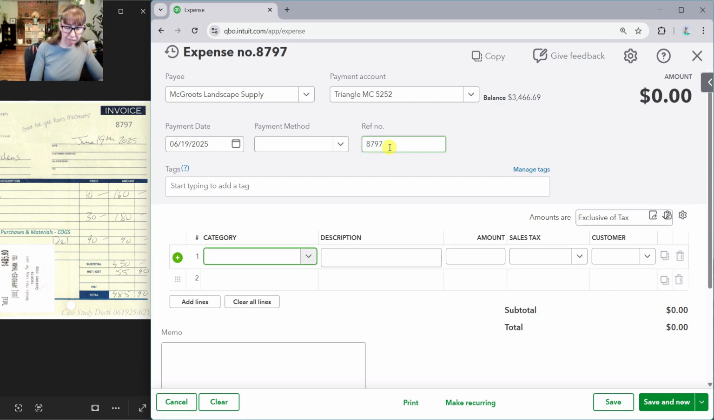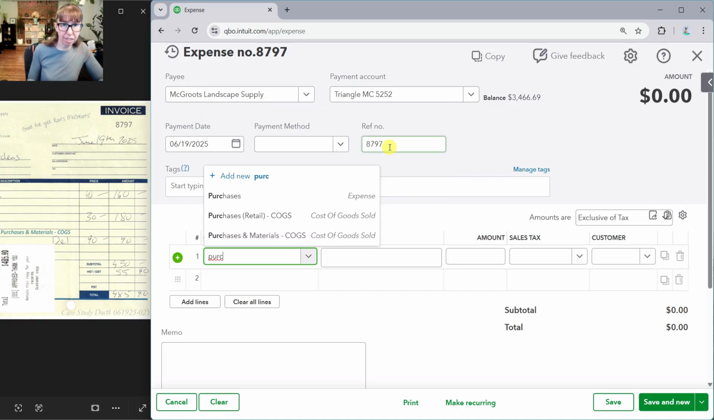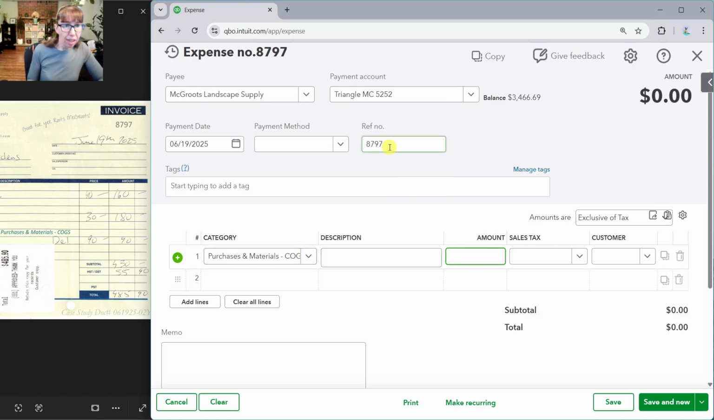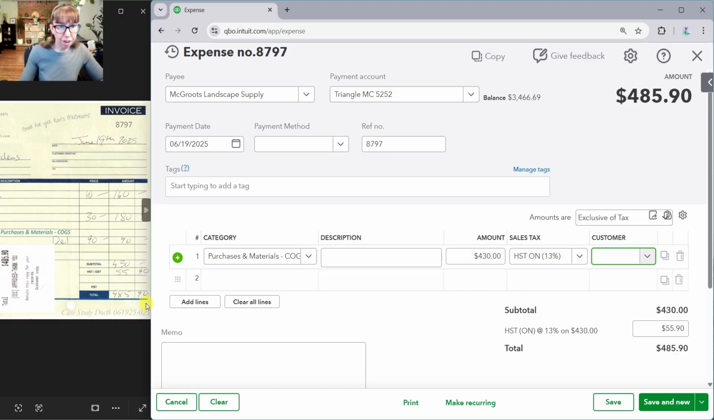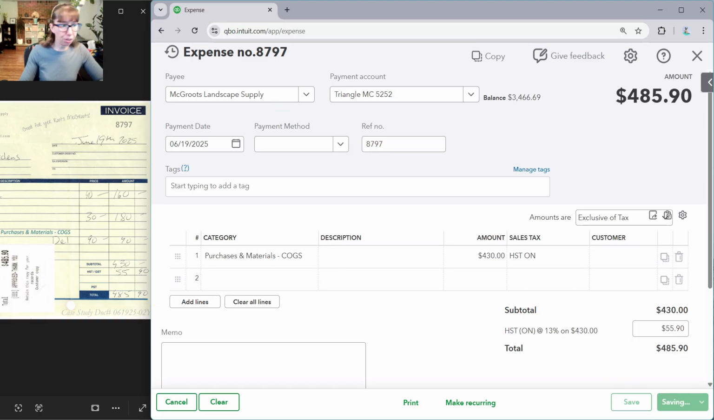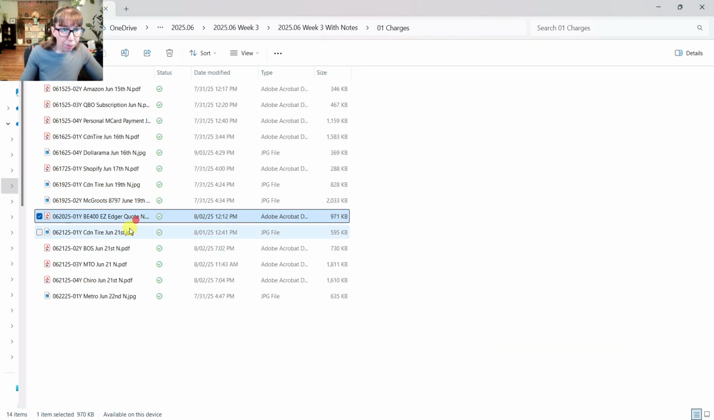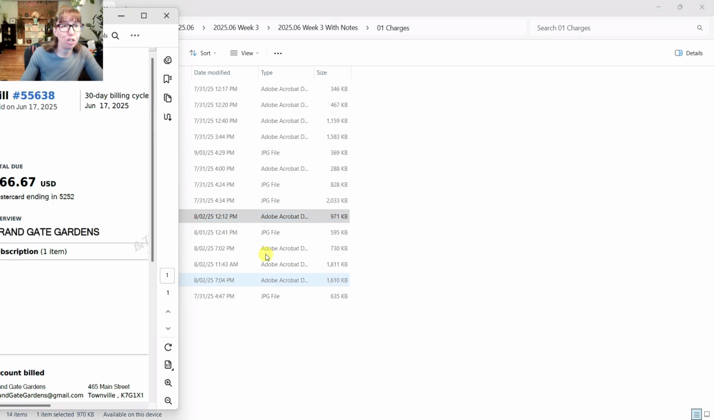And that is purchases and materials, cost of goods sold. And the amount is $430. That's exclusive of tax, with HST on that. Let's see, $485.90. Excellent. Save and new. What is next? Next, we have an easy edger quote.